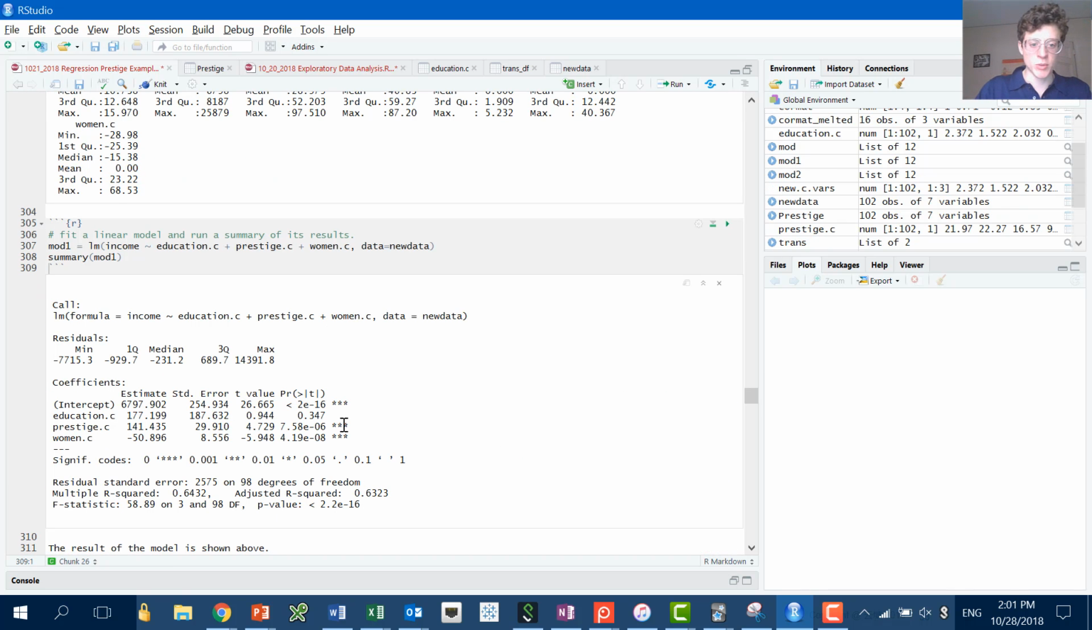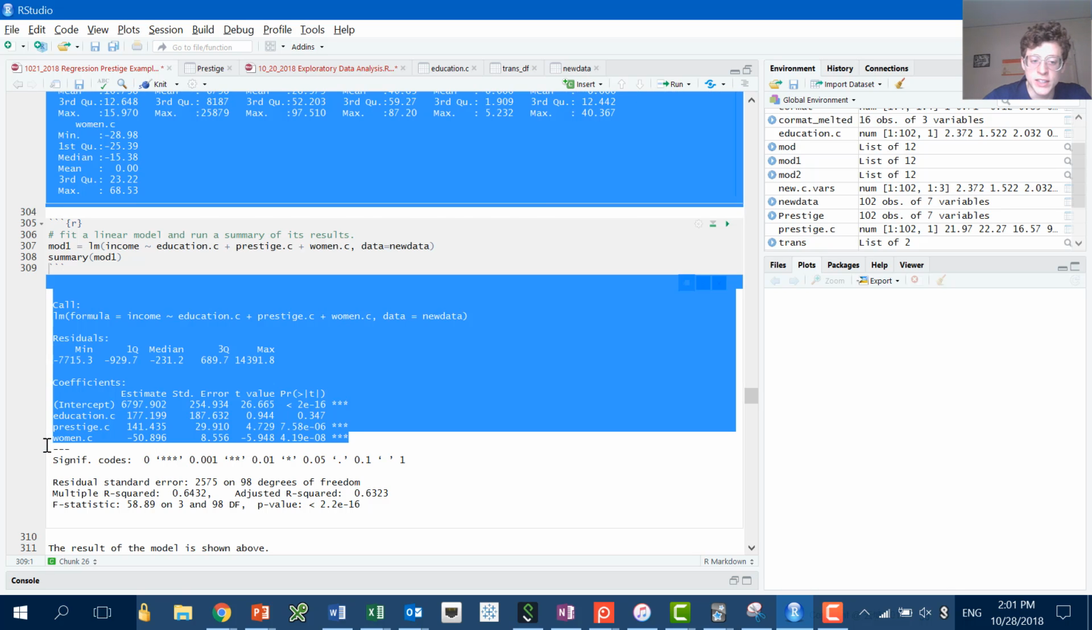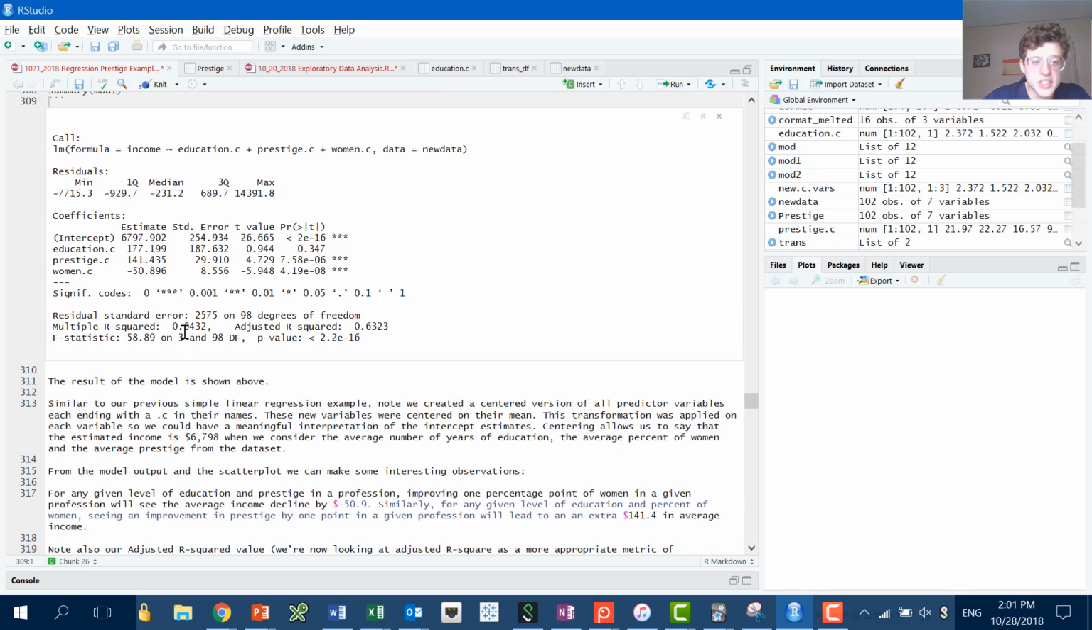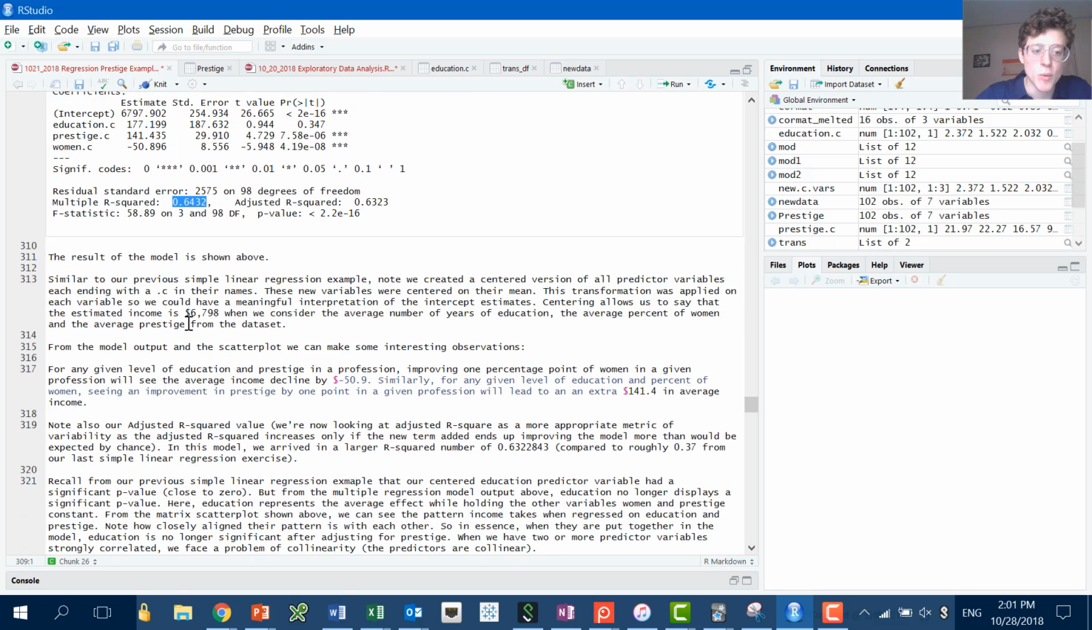And here we find something interesting. We find that prestige is positively related with income. So every additional point of prestige, you get $150 more. And women is negatively related. For every added percent of women in the profession, you earn $50 less. So maybe a sign of discrimination. This is a much better model. It's a 0.64. So this is capturing about twice the amount of variation than we had before. So that's really good.